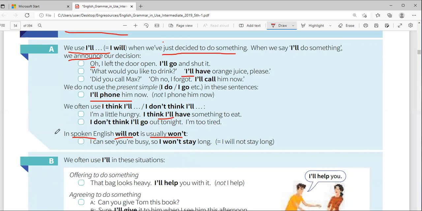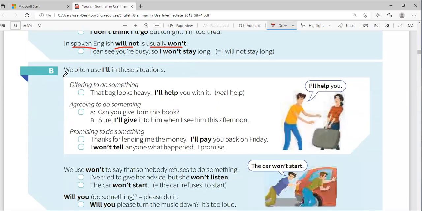So with that idea in our minds, part B says we often use "I will" in these situations. Remember, "will" is for announcing our decisions. When you announce a decision, you can do it in maybe three ways. For example, when you offer to do something: you see someone and say, "Oh, that bag looks heavy. I'll help you with it." You announce your decision. That is something you're announcing now. It was not something you had in your mind in the morning or planned. You're just seeing someone with a bag like that and saying, "Oh, I'll help you."